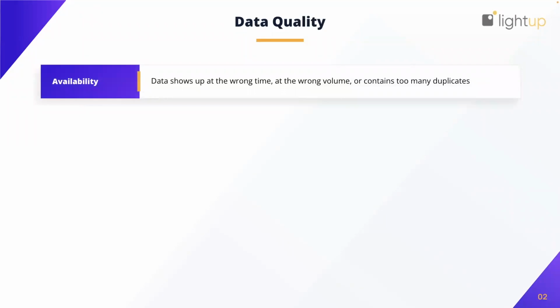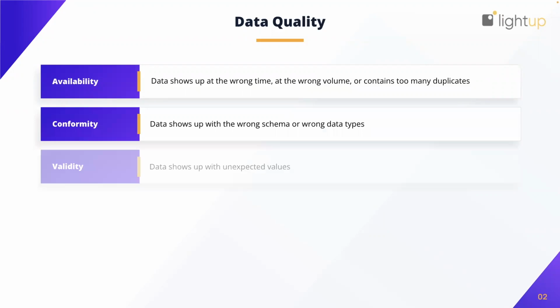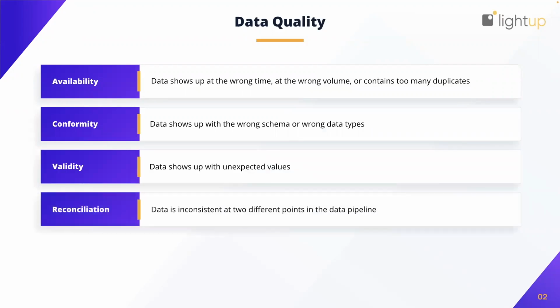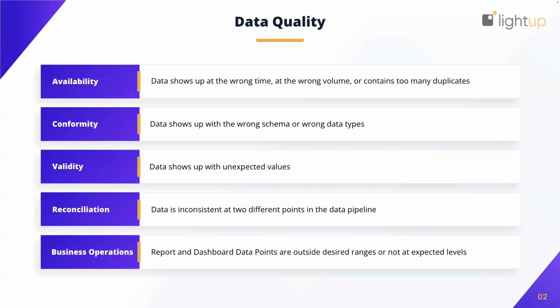To have full data quality coverage, a company must monitor the availability of their data, how their data conforms to desired parameters, if the data exists within expected values and ranges, if the data in the sources and destinations align as expected, and whether or not business-specific metrics meet data stakeholder expectations.